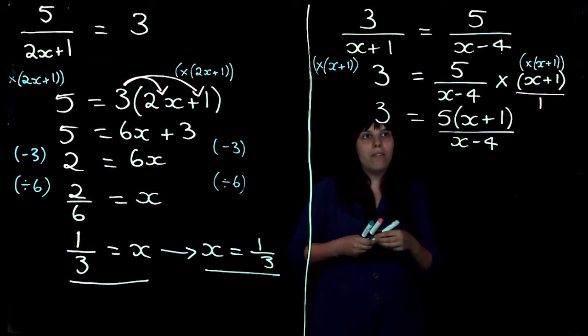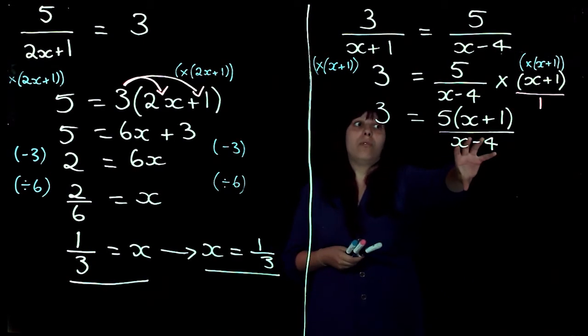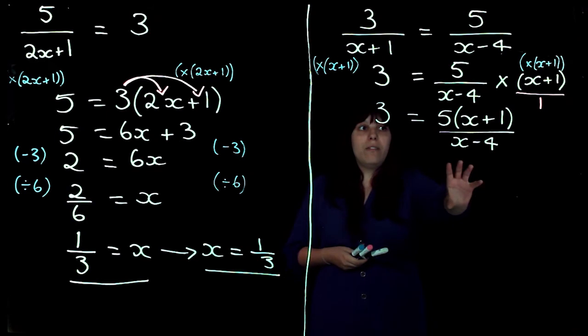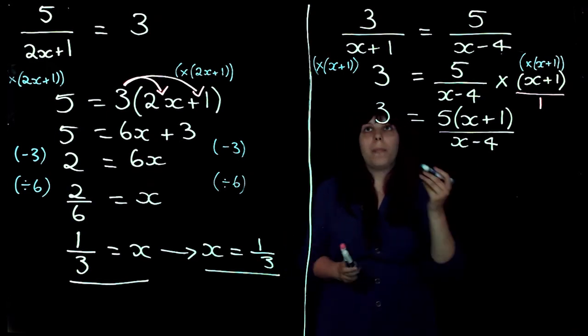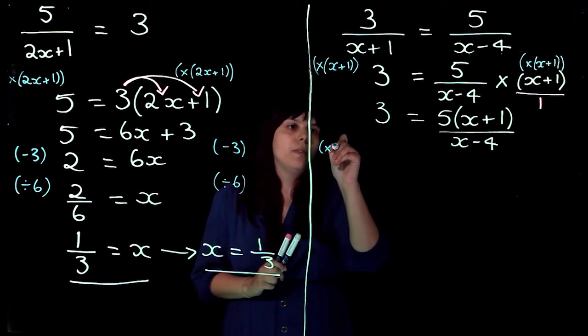So now I have a fraction on this side that I want to get rid of. So how do I get rid of divide by x minus 4? Times by x minus 4.